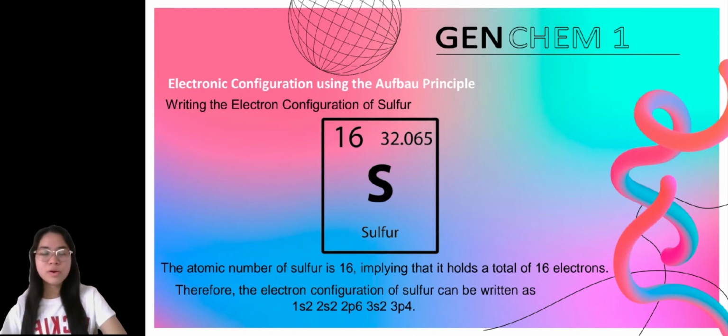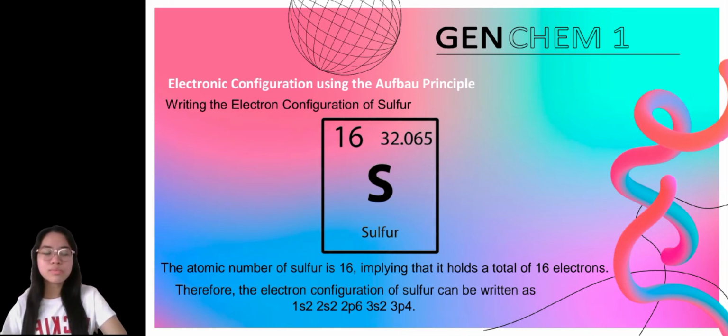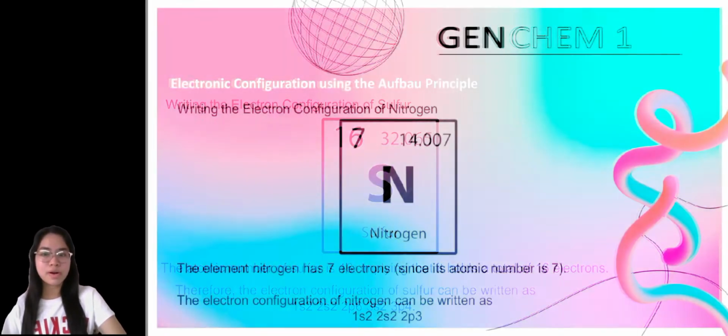As per the Aufbau principle, 2 of these electrons are present in the 1s subshell. 8 of them are present in the 2s and 2p subshells, and the remaining are distributed into the 3s and 3p subshells. Therefore, the electron configuration of sulfur can be written as 1s2, 2s2, 2p6, 3s2, and 3p4.